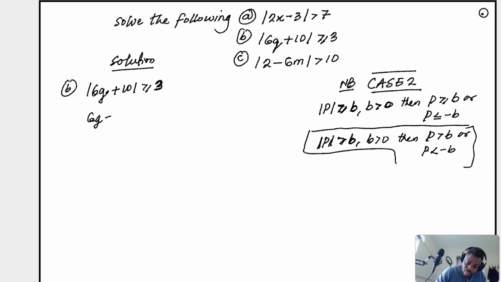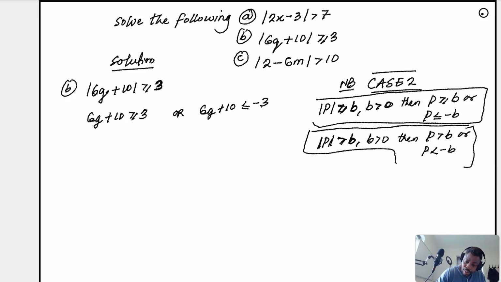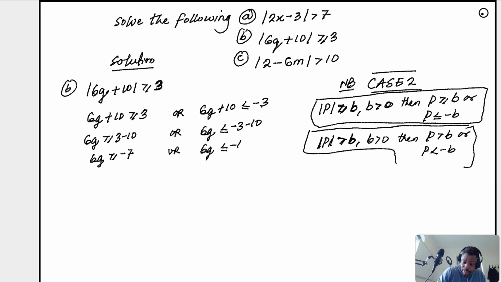So I can say 6q plus 10 greater or equals to 3, or you can say p greater or equals to b, or p less or equals to minus b. So 6q plus 10 less or equals to minus 3, based on this rule here. Okay, so let's solve this one. 6q greater or equals to 3 minus 10, or 6q less or equals to minus 3 minus 10. 6q greater or equals to minus 7, or 6q less or equals to minus 13.